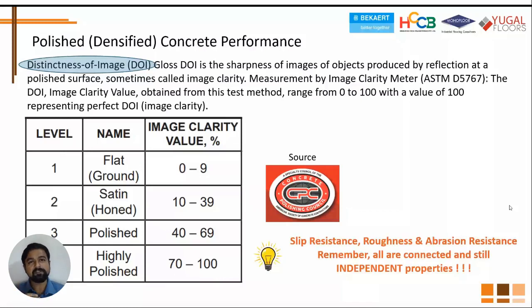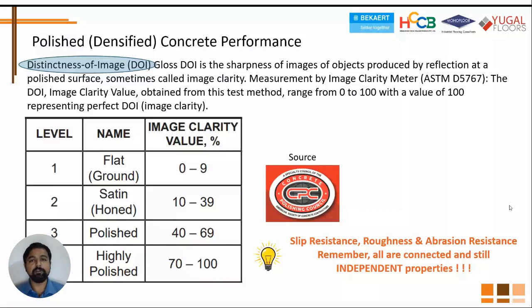All of these properties have some loose connection with the DOI or the gloss, if you want to call it that in simple terms. If you want to relate it to gloss, these are very loosely connected, but you can't say that a very high gloss floor will have very poor abrasion resistance or very poor slip resistance. You cannot infer something like that. So it is very important to specify different parameters when we need a combination of these parameters. They are loosely connected, but not directly connected.